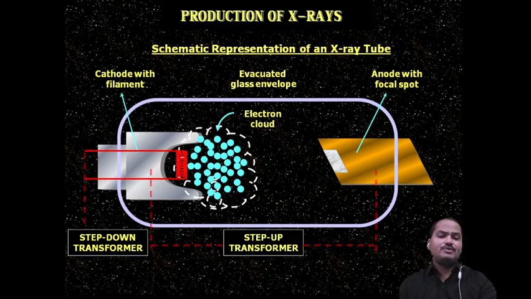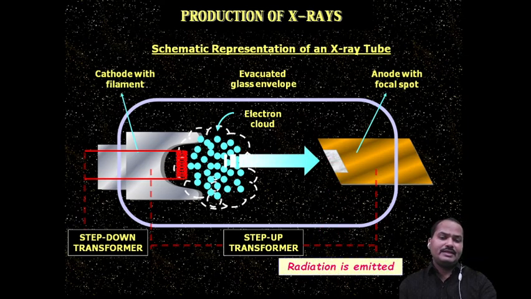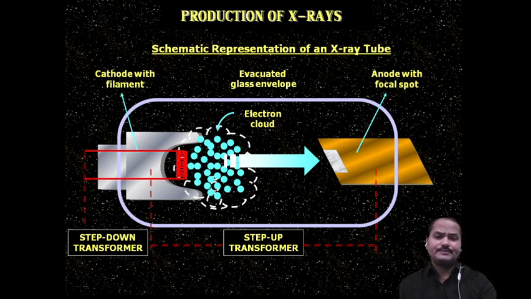Then a step up transformer is placed between the cathode and the anode, and this creates a potential difference of approximately 65,000 volts, which will bombard the electrons onto the target metal and the focal spot, producing heat and X-rays. The X-rays will be released through a window which is placed on the lead casing surrounding the tube.